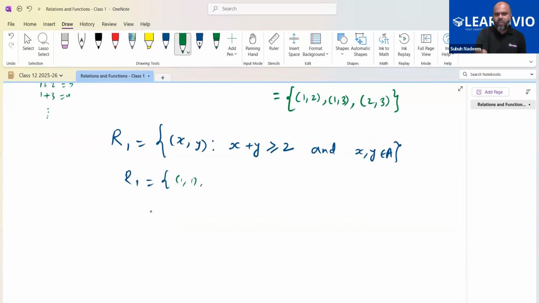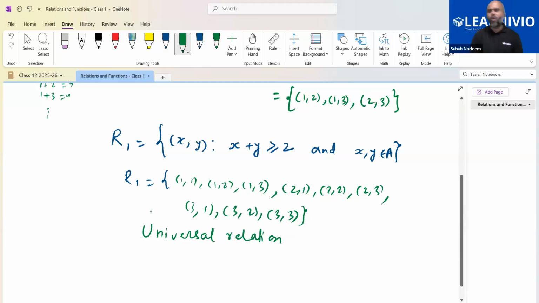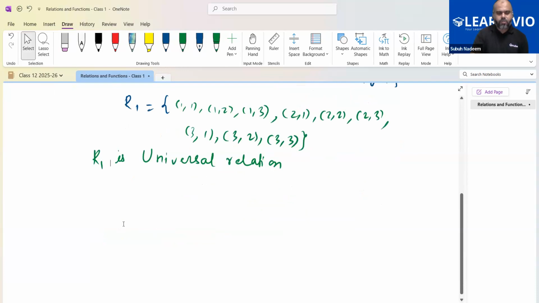We can take (1, 1), we can take (1, 2), we can take (1, 3), because the addition of both of them is greater than or equal to 2. Then we have (2, 1), (2, 2), (2, 3). Then we have (3, 1), (3, 2), (3, 3). So this is called the universal relation, the relation which comprises all the mappings. It has all the mappings.